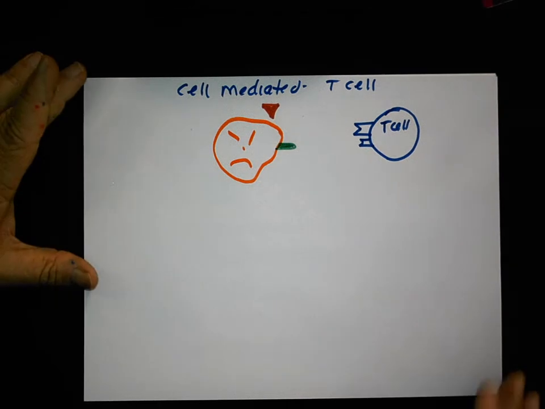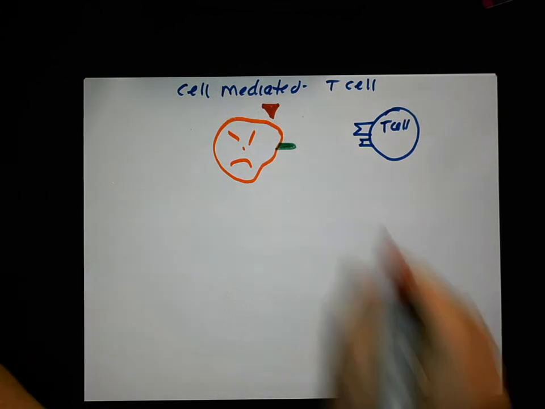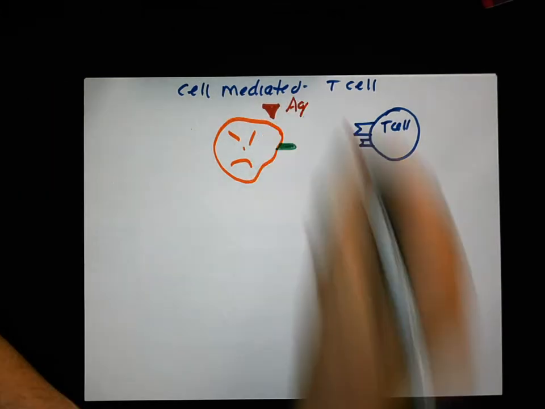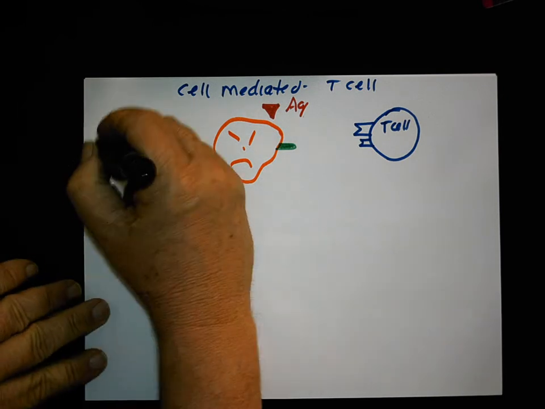Okay, T cell. Again, what does the red triangle indicate or represent? Antigen. In the case of the B cell, we said the B cell can be directly activated by the antigen. That is not the case for a T cell. The T cell has to go through a process called antigen presentation.